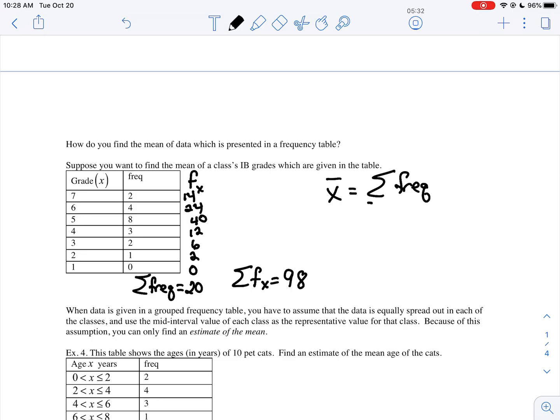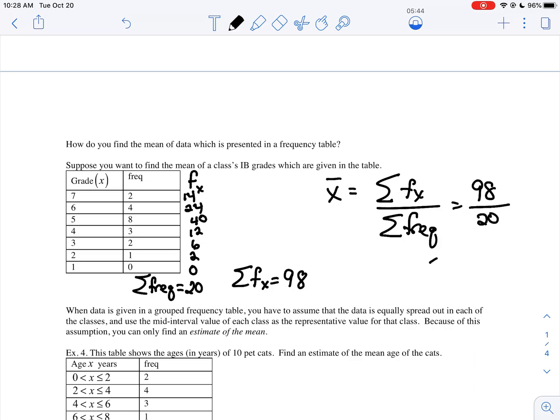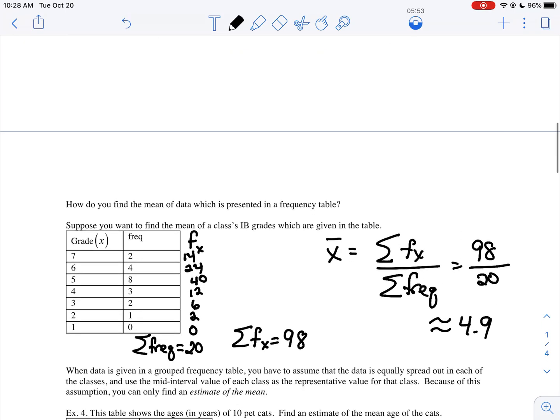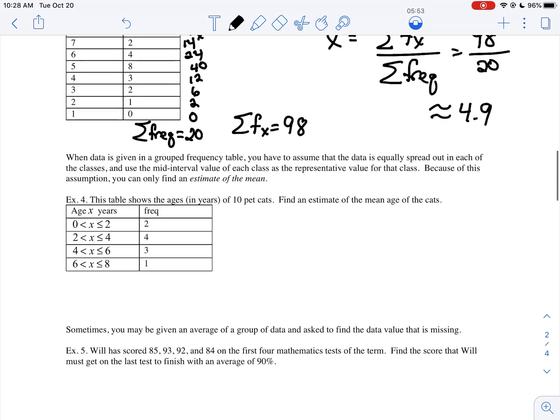Oops, sorry, I'm writing that backwards. The mean is the sum of fx over the sum of the frequencies. There we go. So it's 98 over 20, which is 4.9. Notice there's no 4.9 in the table. This is what I meant by the mean is often not a member of the raw data itself.